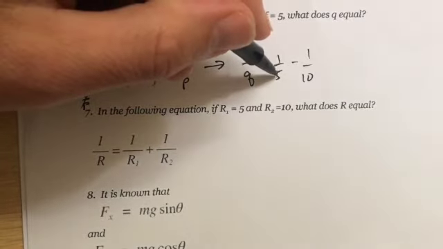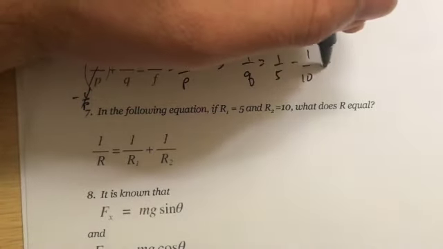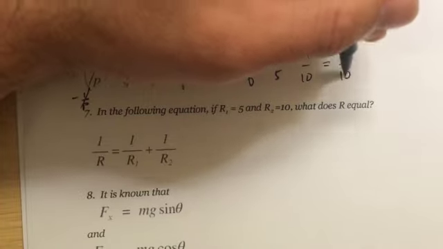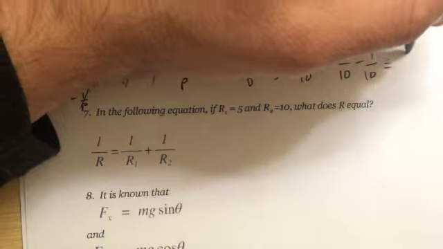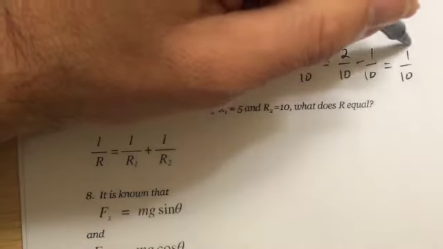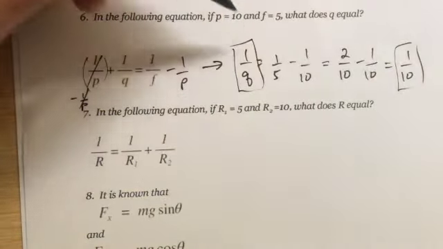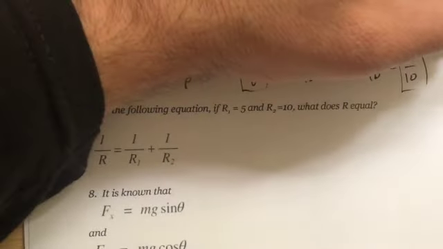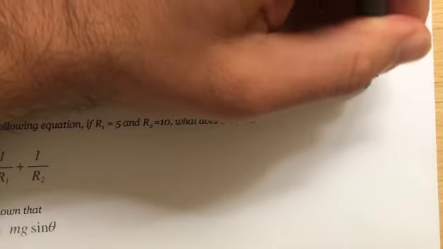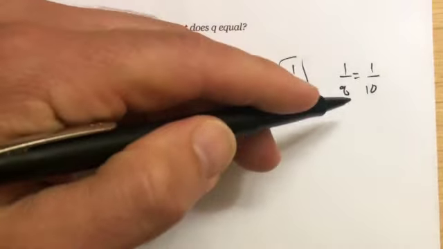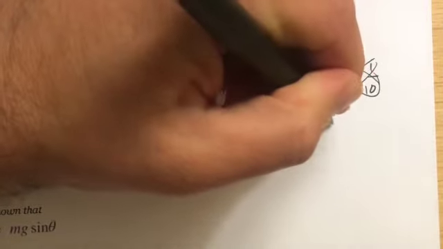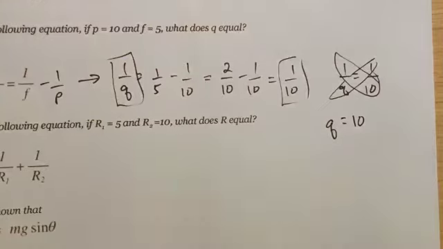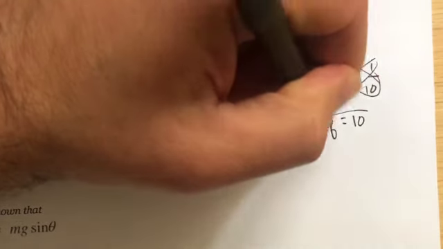So what is 1/5? 1/5 is the same as 2/10. And 2/10 minus 1/10 is equal to 1/10. So what does 1/10 equal? Well, it equals 1 over q. Let's write that. 1 over q equals 1 over 10. I can take both of these and just flip them over, or I can cross multiply. That's another way of doing it. Point being, I get q equals 10. And that's the final answer here.